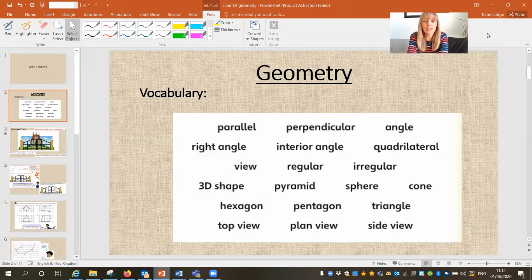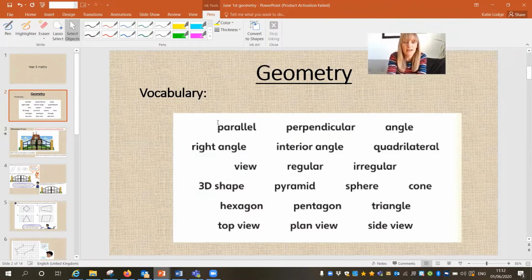All right, so we're going to be looking at geometry today, tomorrow, and on Friday, and there's some new vocabulary, first of all, that I just wanted to go through with you. The main words that we're going to be looking at for this week are the top half. So we're looking at the words parallel, which we've got just here. We've got the words perpendicular, angle, and right angle. They're our main keywords that we're going to be looking at for this week.